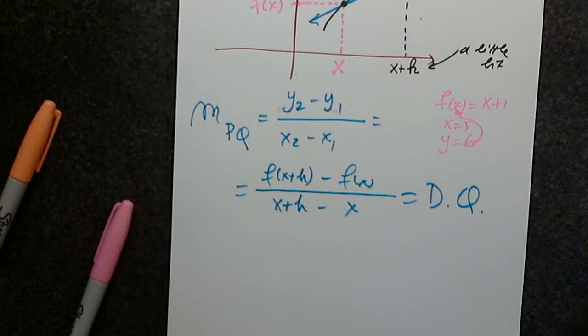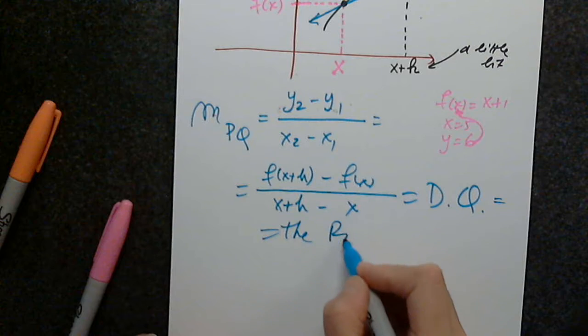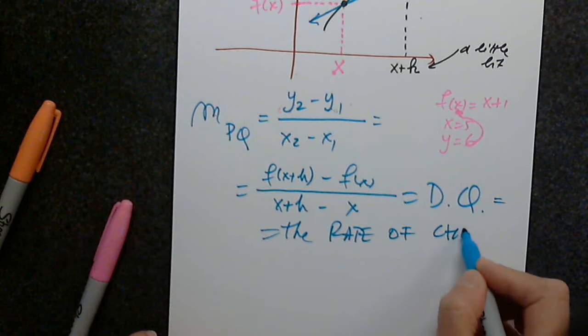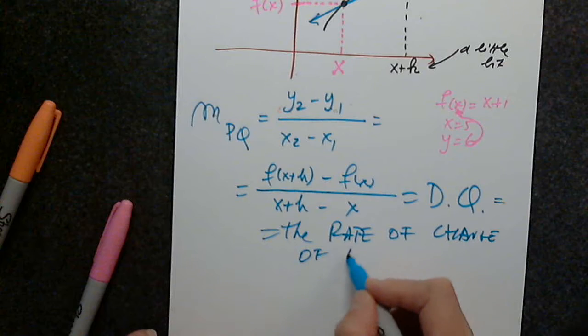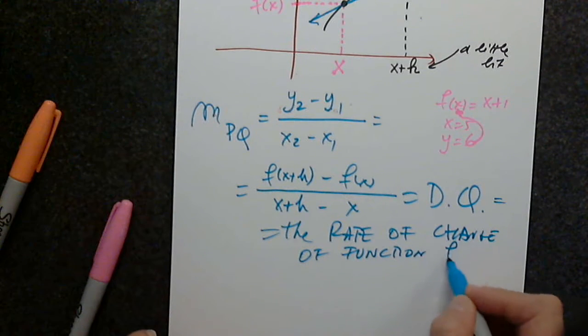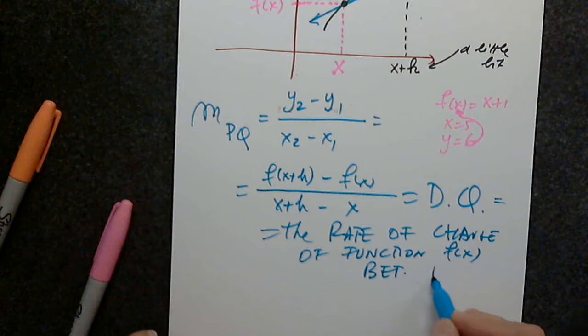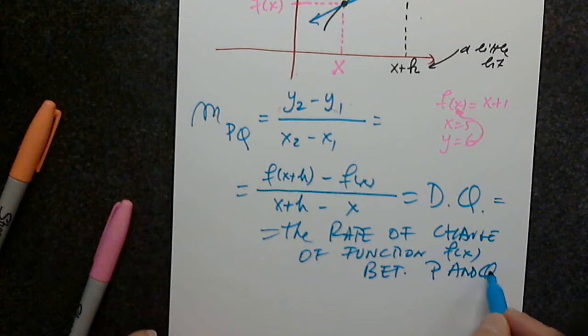But what does it mean? You can say, okay, fine, you created 2 points and you drew a line and you asked us to find the slope of that line and now you're saying it's a difference quotient. Yes. What it means is it's the rate of change of a function between 2 close points. That's all it means. The rate of change of a function. So this is the rate of change of function f of x between P and Q. That's all it means.